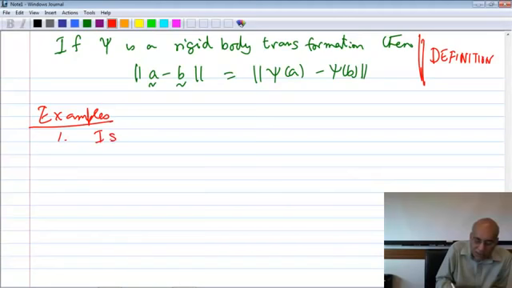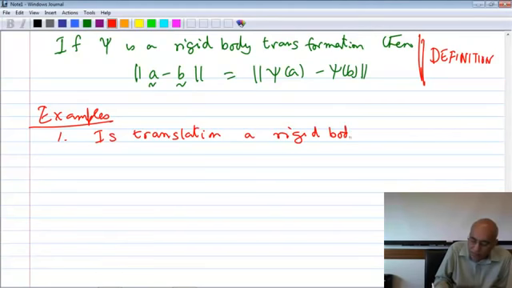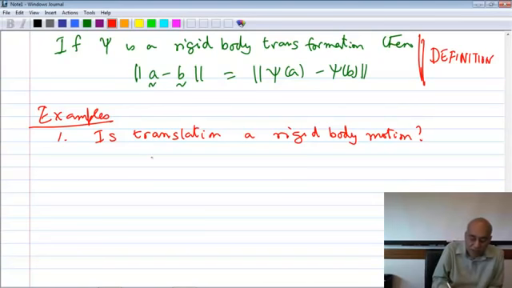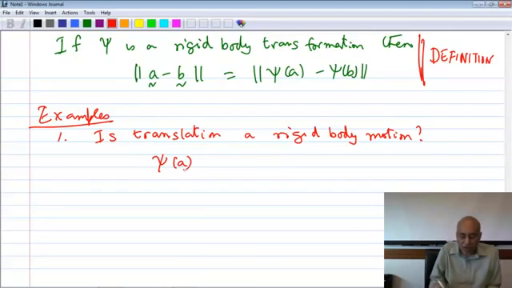First, is translation a rigid body motion? That's my question. Is it? Well, let's define what is translation. Translation is that you just shift an object by some amount. So if I have a point A, after the transformation it's going to be A plus some shift which I'm indicating by T. Right? So that's the definition of translation.